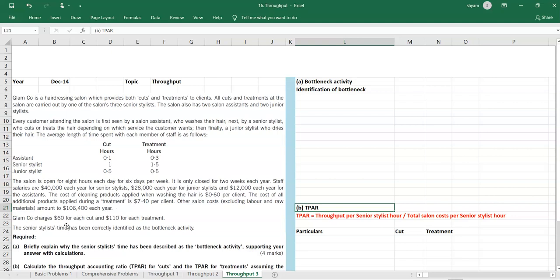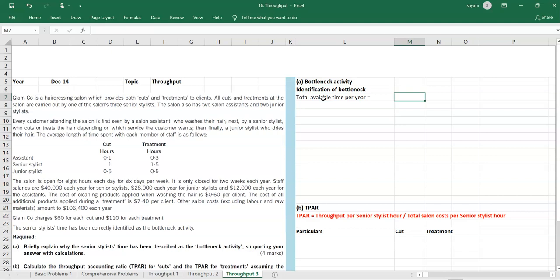Glamco charges 60 for each cut and 110 for each treatment. The senior stylist time has been correctly identified as the bottleneck activity. So first, we have to tell why the senior stylist time is the bottleneck activity. Okay. So first we will put total available time per year. So that we have to find out. So how will we find out that?